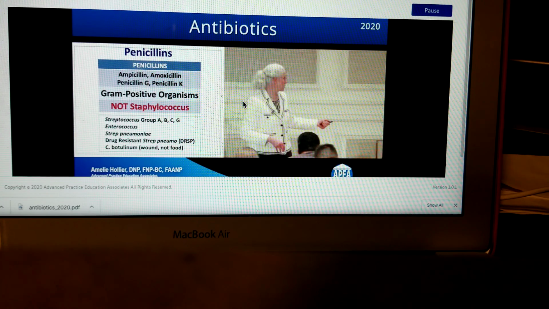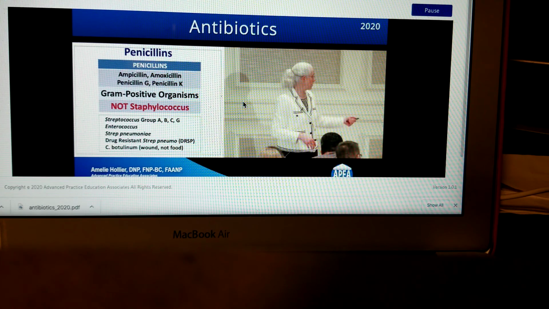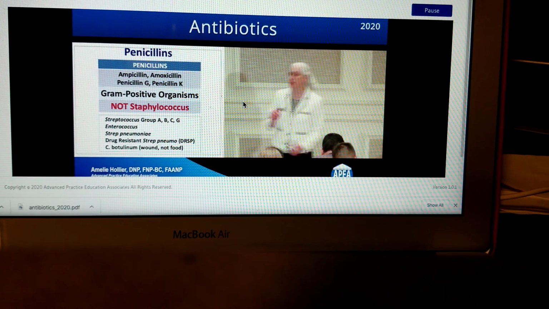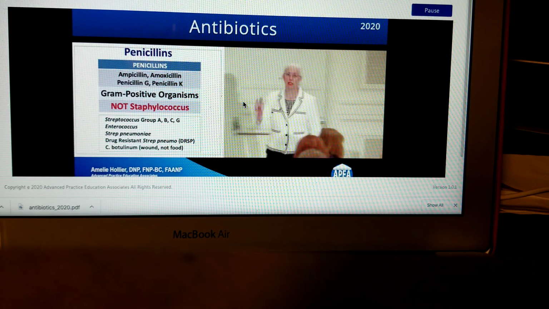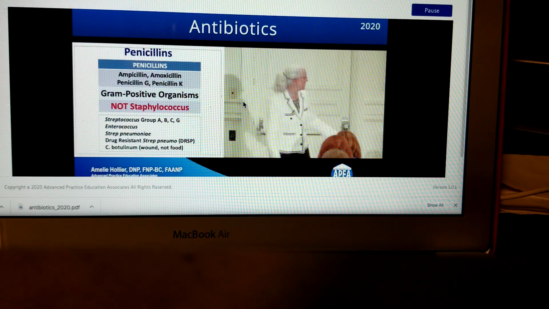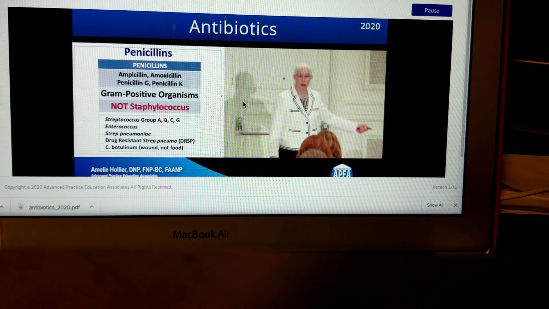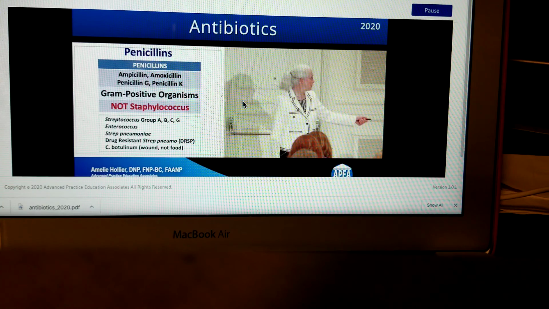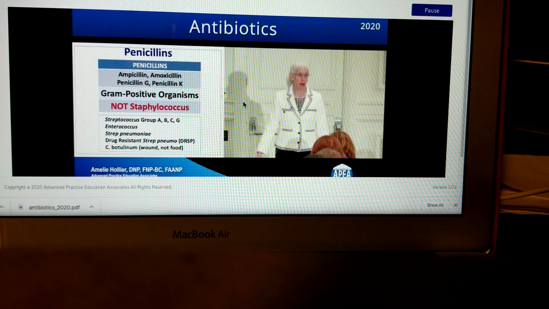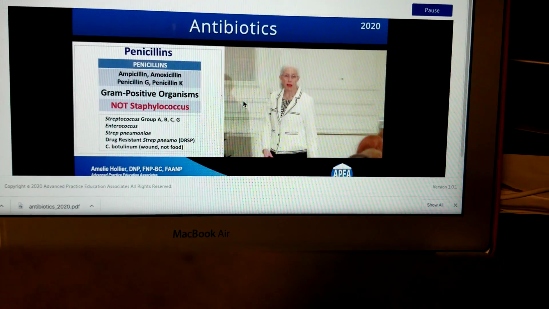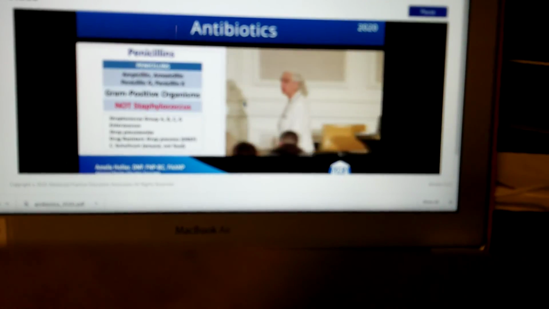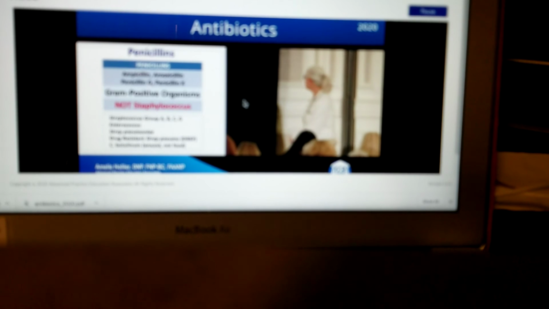So you see this box right here underneath your information? This box includes the names of organisms that plain old penicillin will kill. And I want you to look at the names of some of those bugs. Strep, group A, group B, group C, group G. Strep pneumo. The bug that I told you had the highest rate of mortality with pneumonia. Strep pneumo. Plain old penicillin kills it.